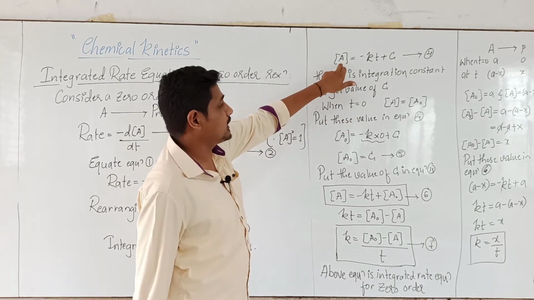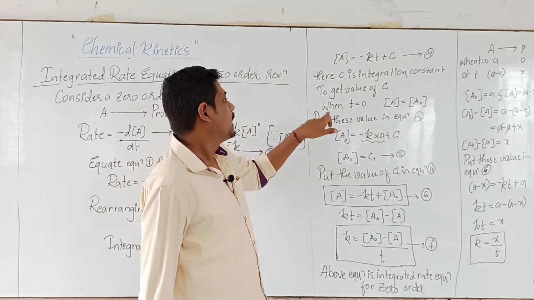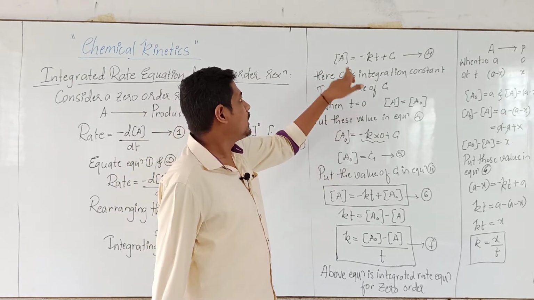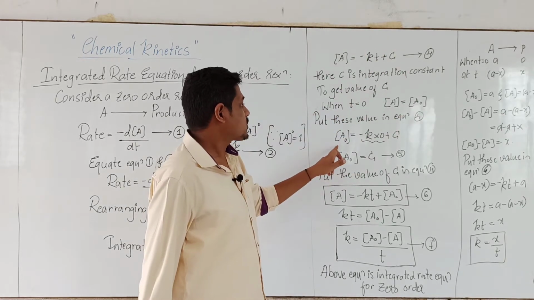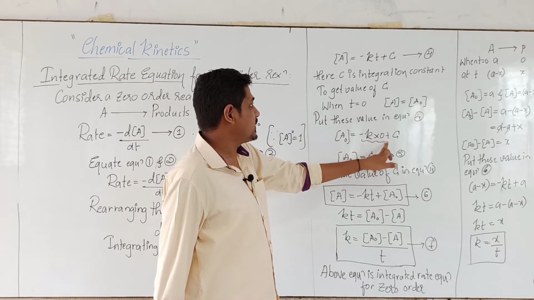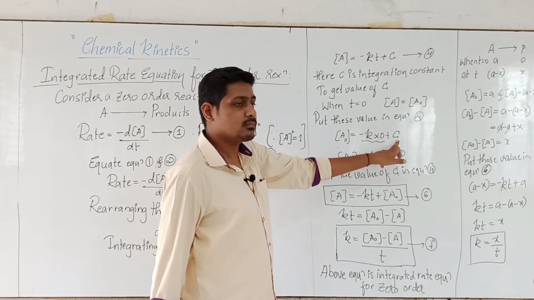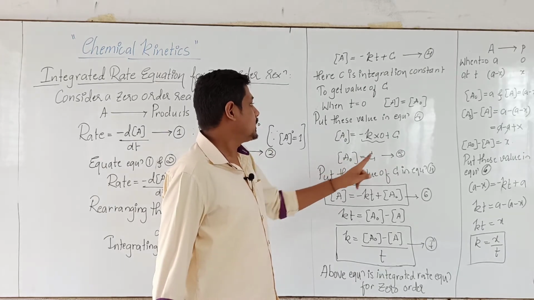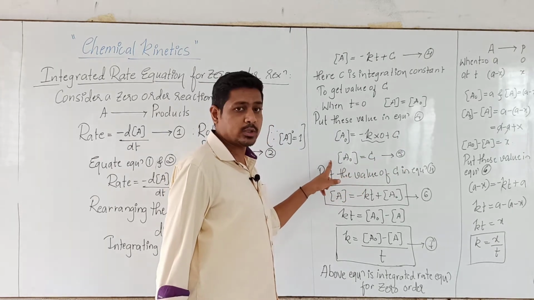To arrive at A, how much time do we have to consider? When time is equal to 0, the concentration will be A naught. So we only have to put this in. We will get A naught is equal to minus K into time, which is 0 here, plus C. Then we will get the value of the integration constant: C is equal to A naught.